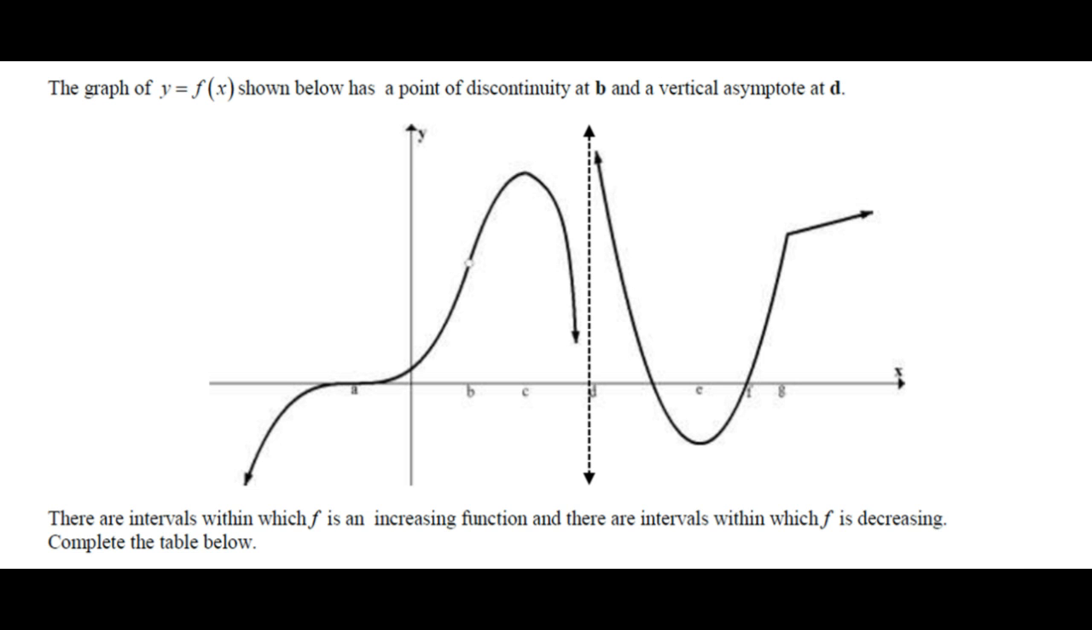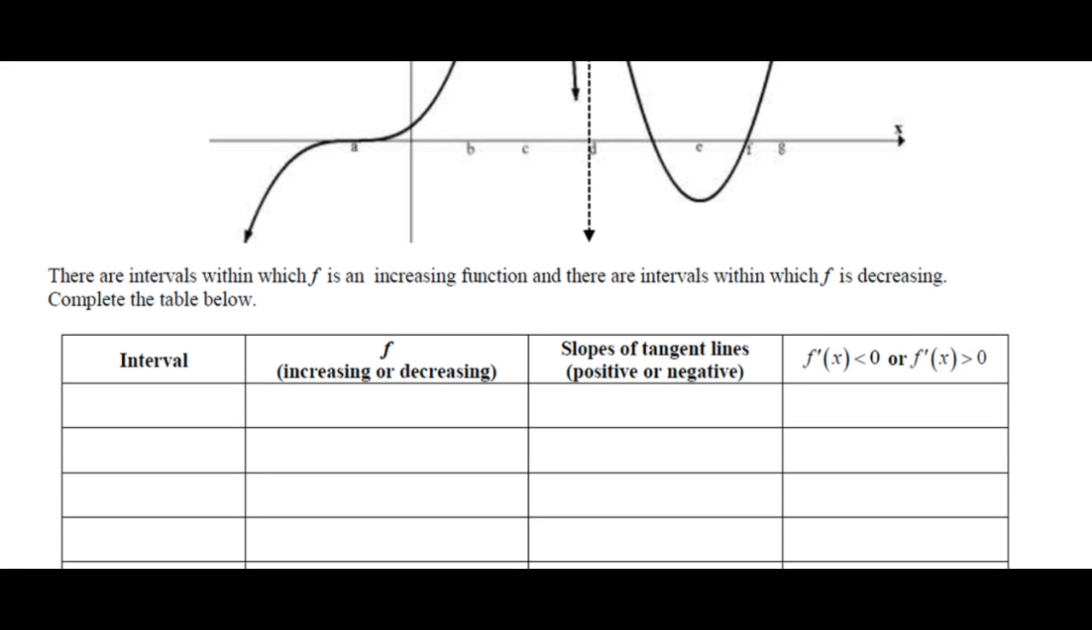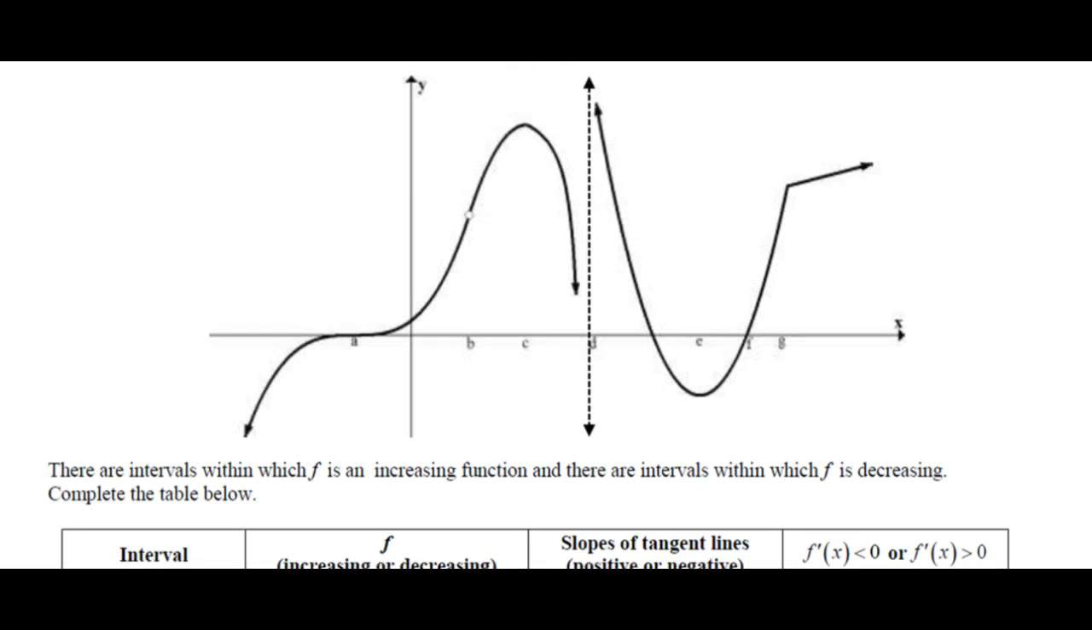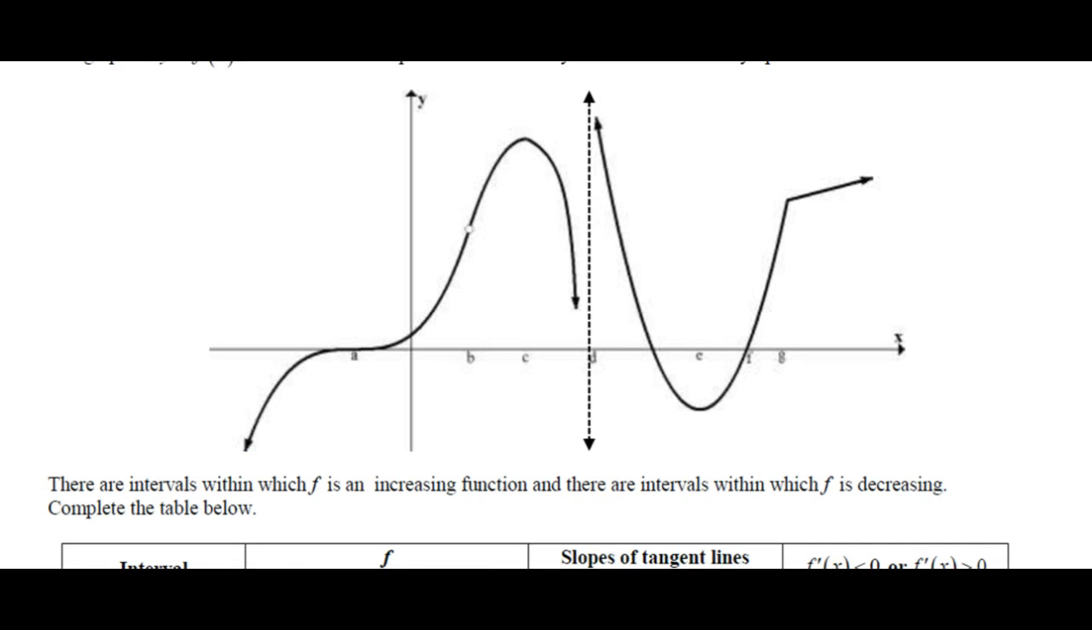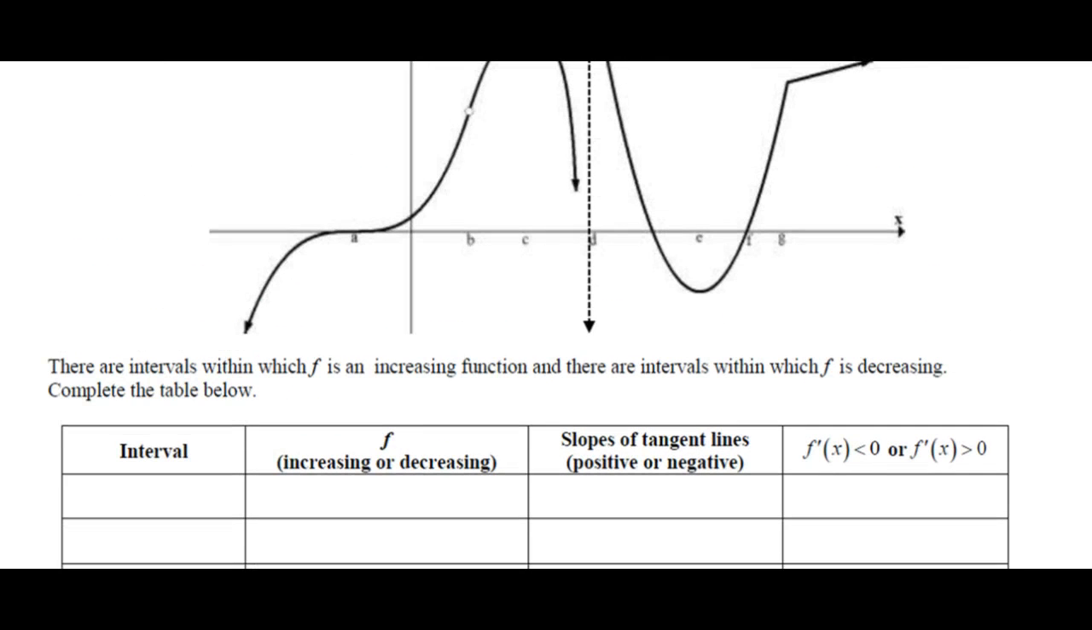The graph of y equals f of x shown below has a point of discontinuity at B and a vertical asymptote at D. There are intervals within which f is an increasing function, and there are intervals within which f is decreasing. Complete the table below. So here's how we're going to describe the first interval.